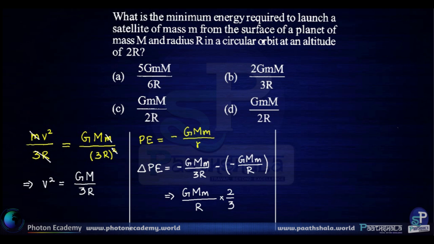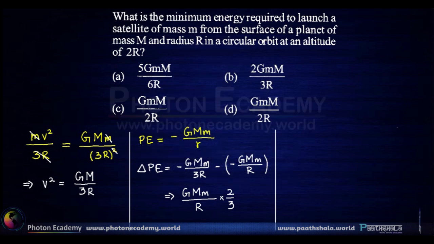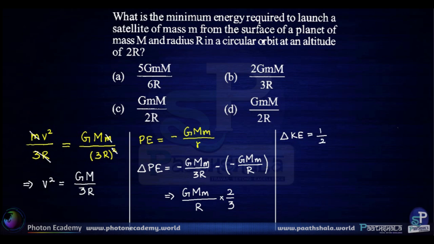Also, after taking the satellite to an altitude of 2R, or to the radius of 3R, we also need to impart this amount of velocity to it. Therefore, the amount of kinetic energy added to the satellite would be equal to 1 by 2 small m into v squared, and v squared is GM by 3R.